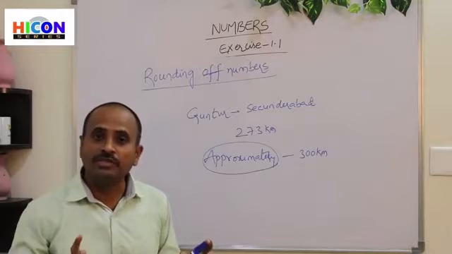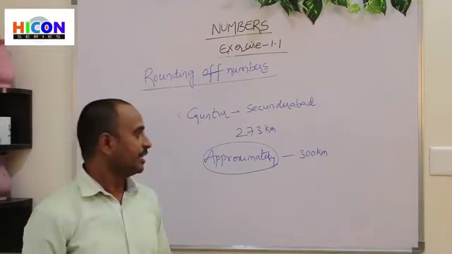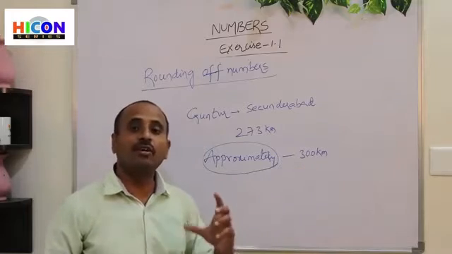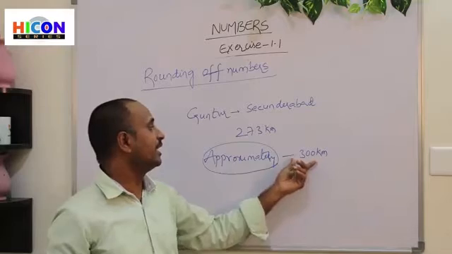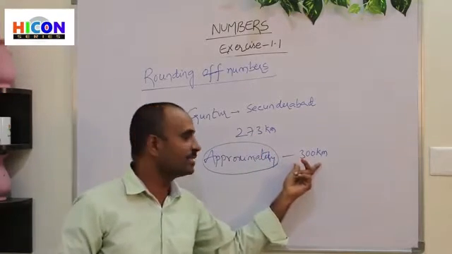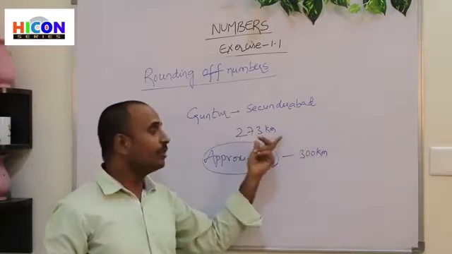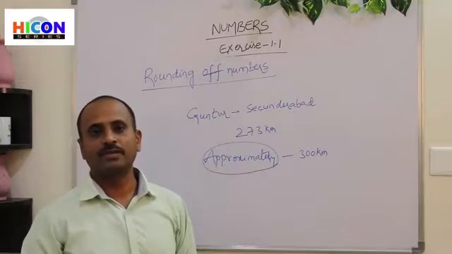We use this approximation in our daily life in some situations. Here 300 kilometers is not the actual distance, but it is a value which is nearer to the actual value. So this value which is nearer to the actual value is called rounding off the numbers.